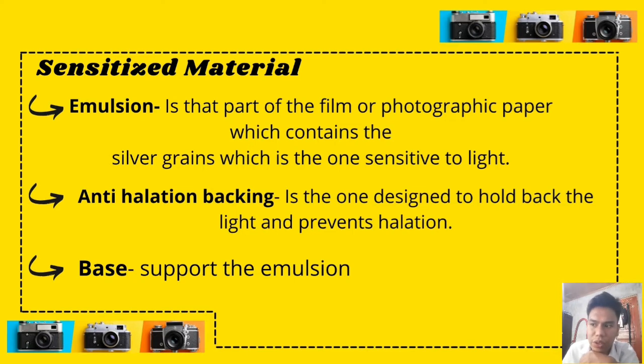Next one is anti-halation backing. It is designed to hold back the light and prevents halation. Preventing halation means it prevents the scattering of light, because halation is the spreading of light from its proper boundaries. So this anti-halation backing keeps the photograph produced clean, so that the photograph we produce does not become messy. Next one is the base, which supports the emulsion.